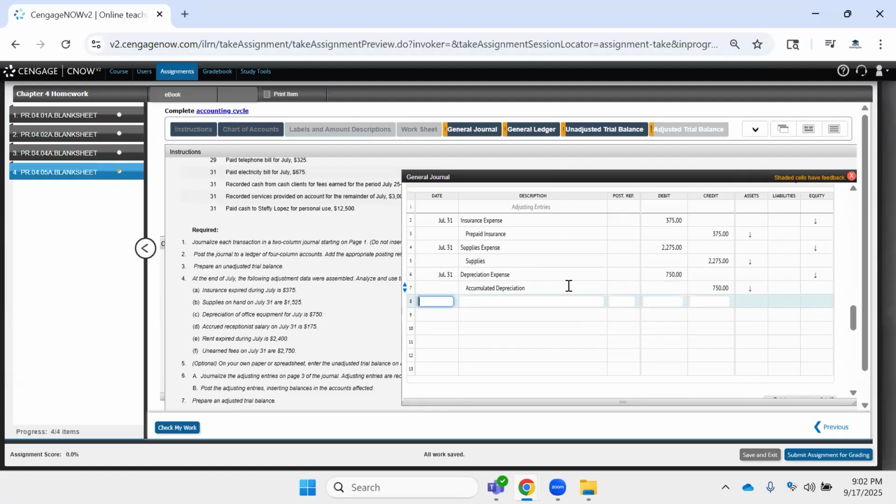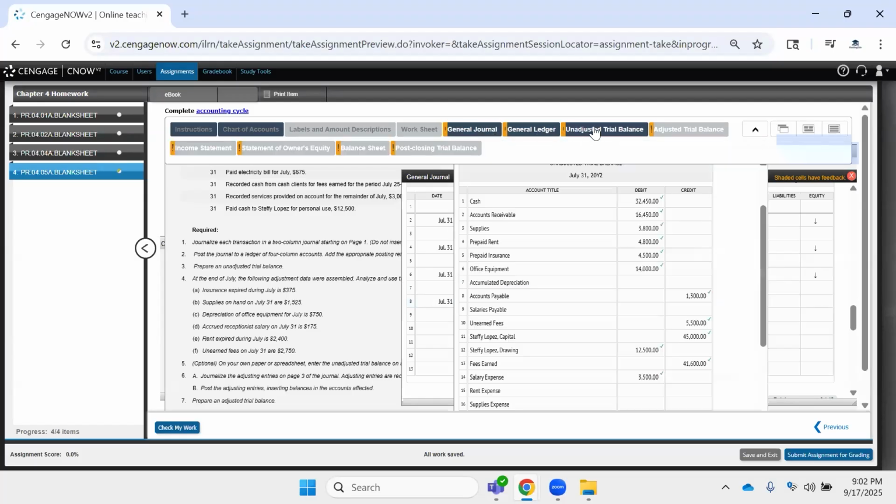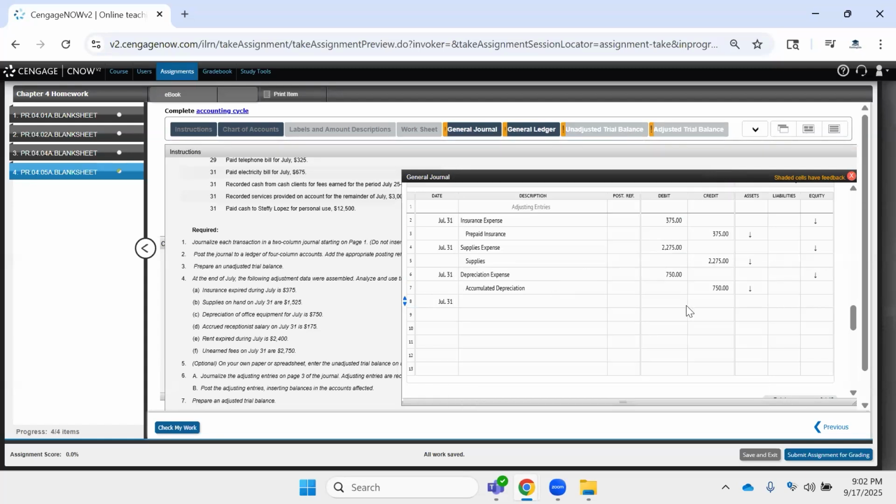Our next entry is accrued receptionist salary on July 1st is $175. No additional calculation necessary here. It just tells us the accrued salary is 175. We don't have anything in our unadjusted trial balance for accrued salaries, so we know that we need to accrue the full amount. So we're going to debit salary expense, credit salaries payable.